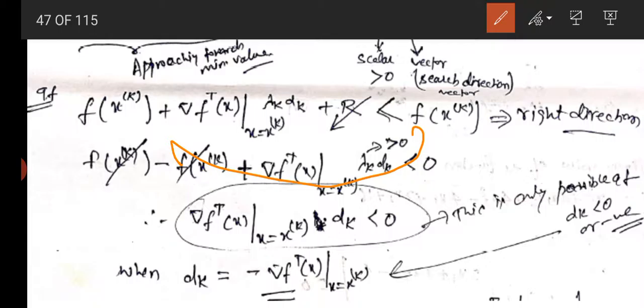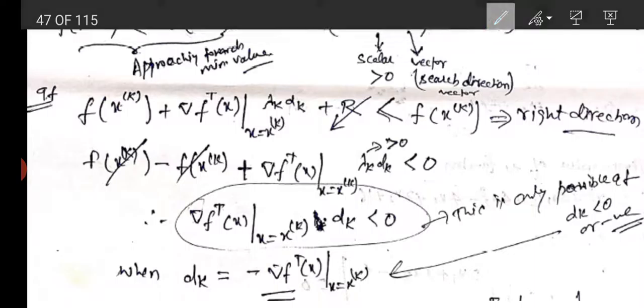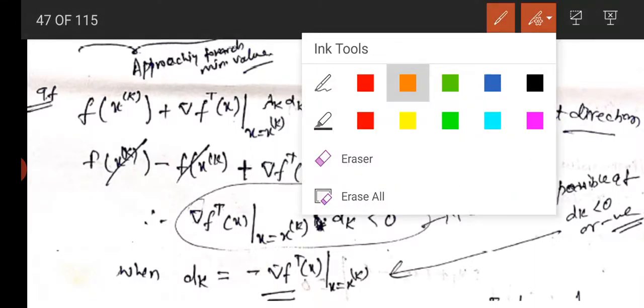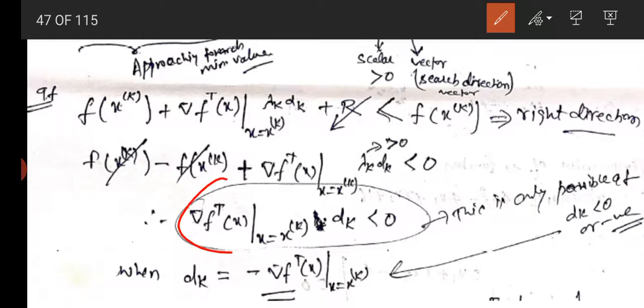Okay, so what does it mean? f(xk) will cancel out. So ultimately you got the equation, this one, and this is a very important equation. I'm trying to illustrate this equation. What we got is gradient of f transpose at x equal to xk, lambda k into dk, right?